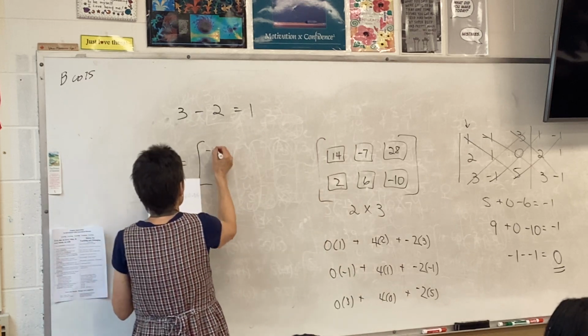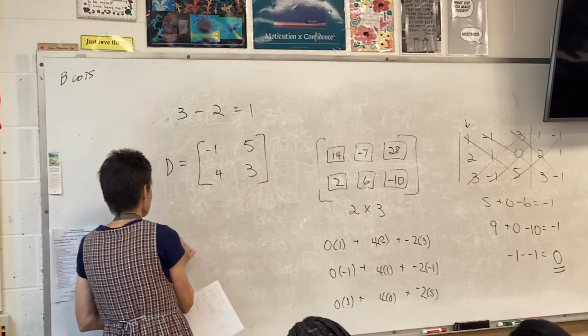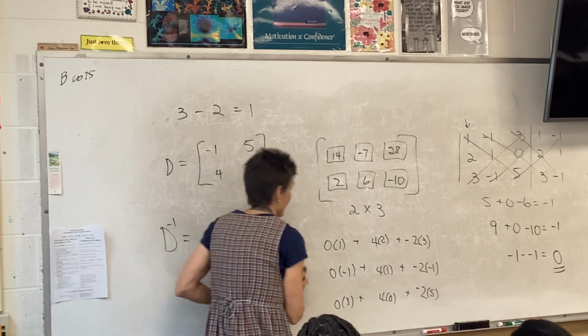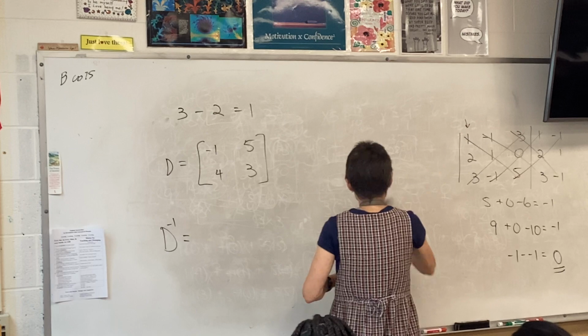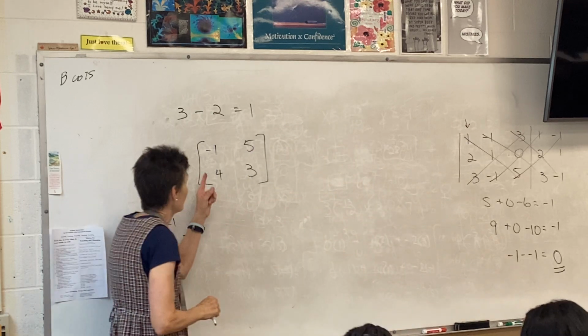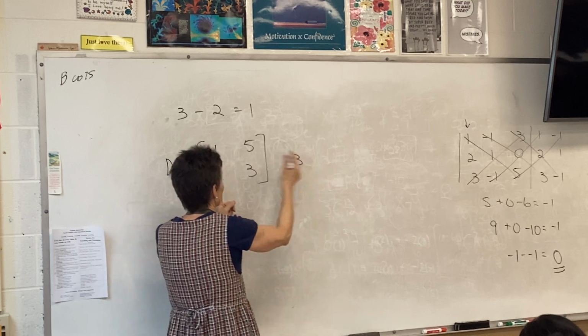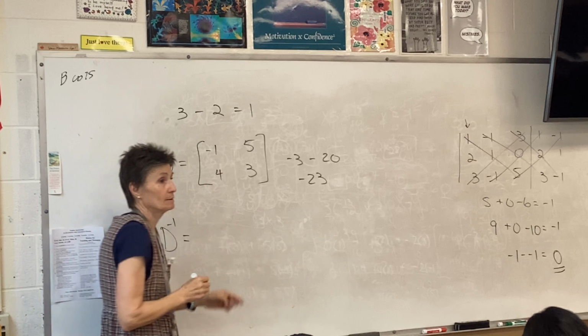And now we've got the inverse. So how do we find the inverse? This means the inverse. What do we need to do to make that? First, we find the determinant. So we do just what we did a minute ago. So this determinant is going to be -3, 20, subtracted, I got -23.